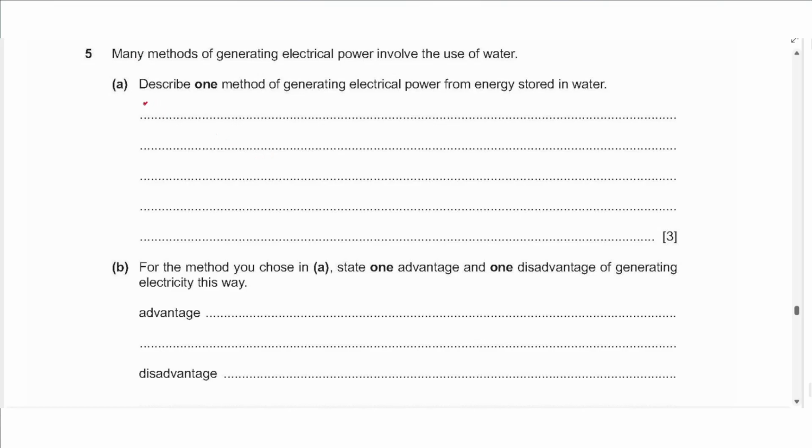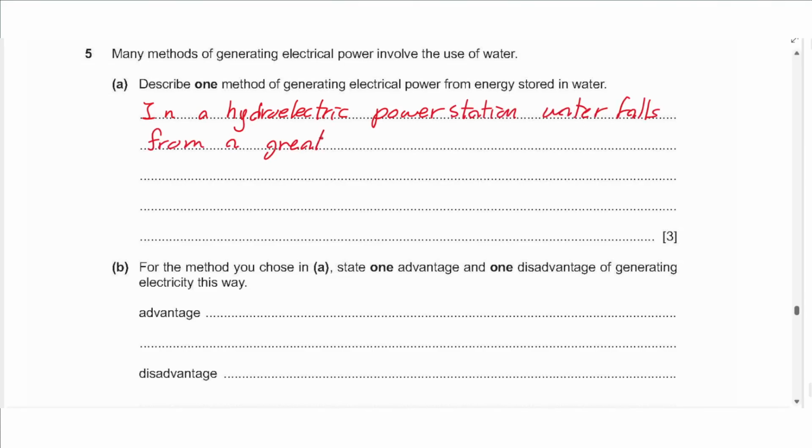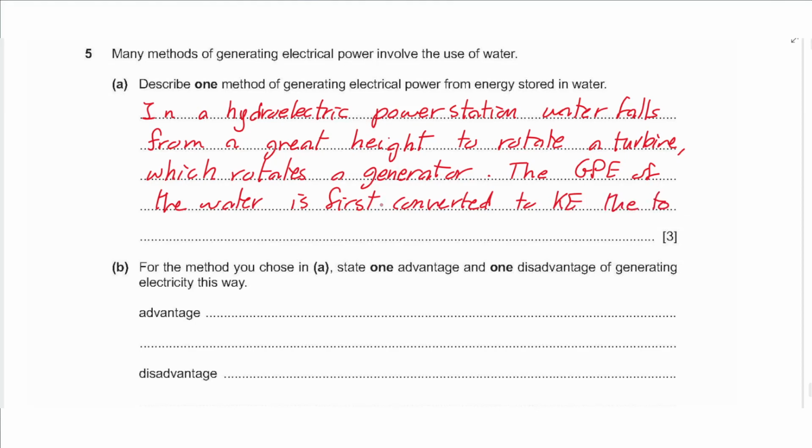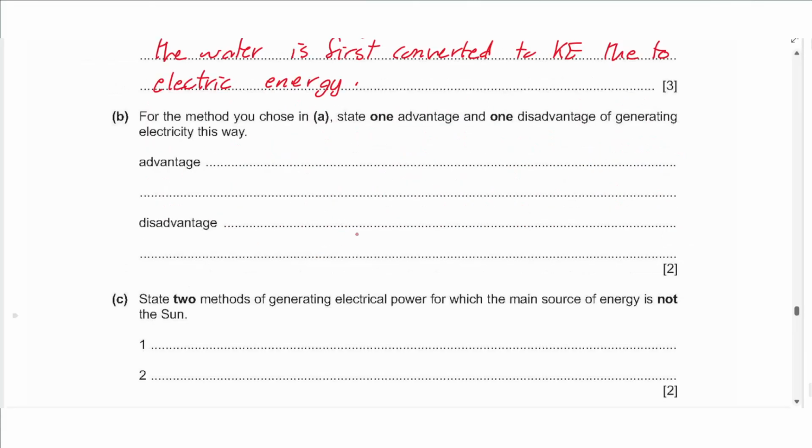So we start by saying in a hydroelectric power station, water falls from a great height to rotate a turbine, which rotates a generator. And then we talk about the energy conversions. The gravitational potential energy of the water is first converted to kinetic energy, then to electric energy.